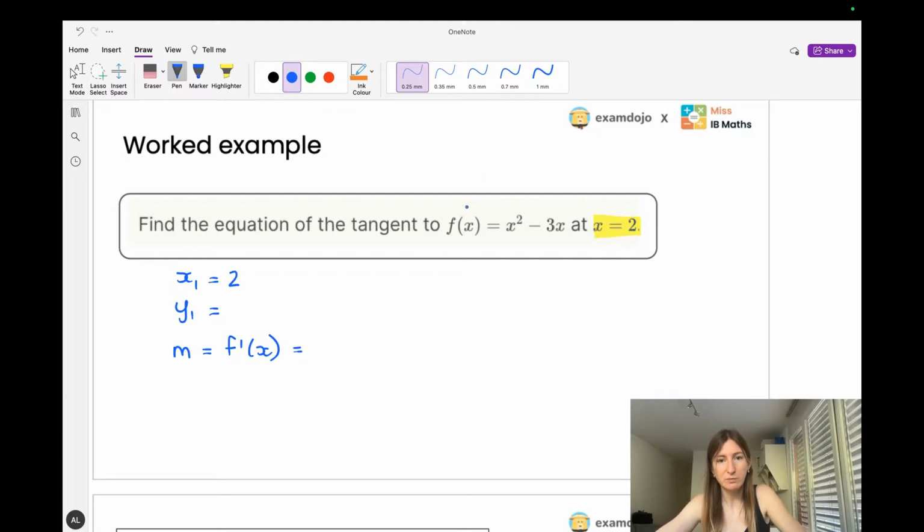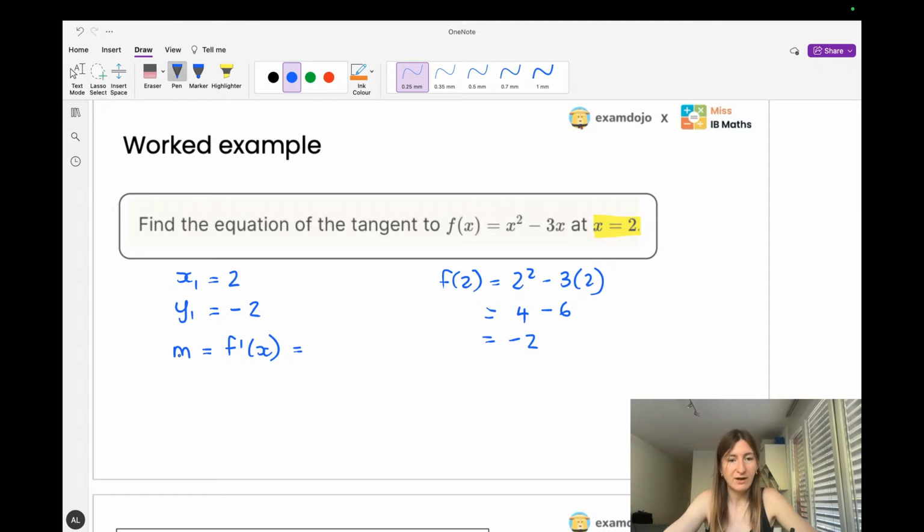So you take the function you've been given and you substitute your x. So f of 2 is equal to 2 squared minus 3 times 2. So I've just taken this function and substituted in for 2, which gives me 4 minus 6, which gives me minus 2. Okay, great. I am 2/3 of the way there.